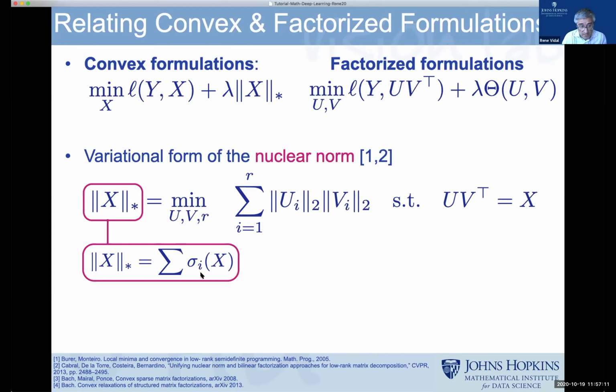As it turns out, this very simple and trivial quantity can be computed in a way more complicated manner via the so-called variational form of the nuclear norm. What is that?